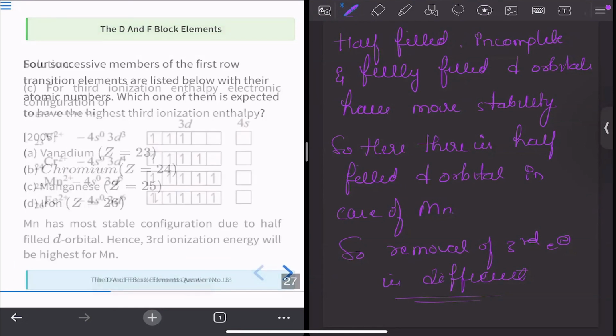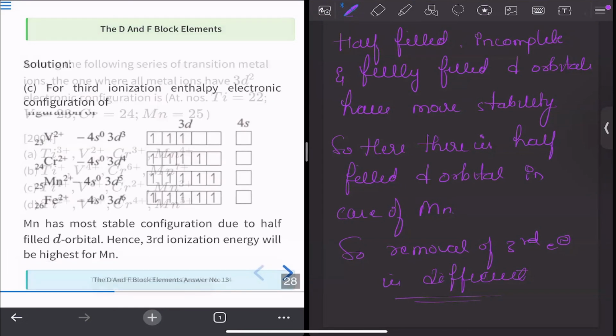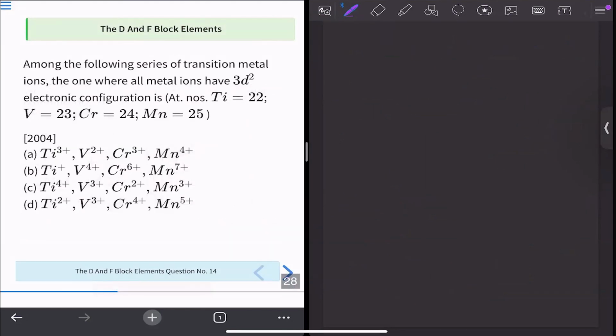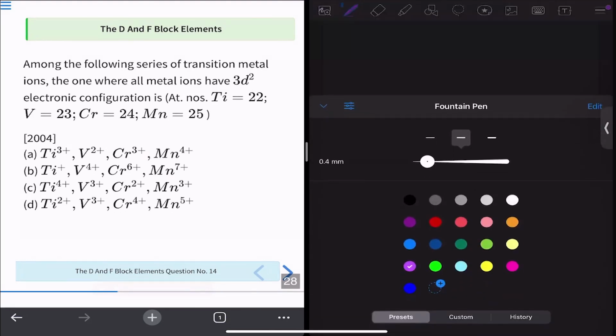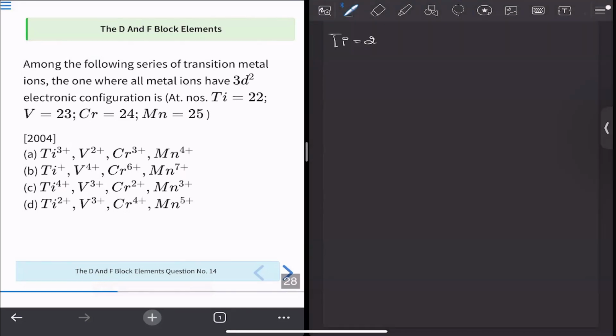So question number 14. Among the following series of transition metal ions, the one where all the metal ions have the 3d2 electronic configuration is... Titanium is 22. Titanium plus 3 will be having 3d1.